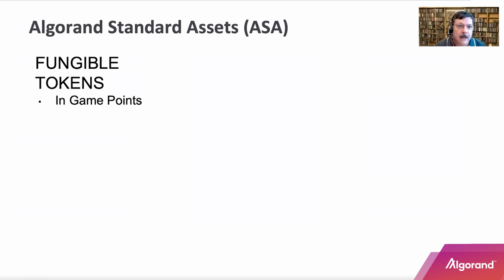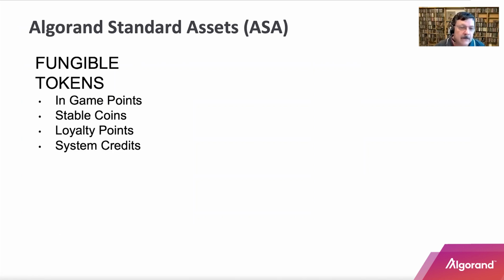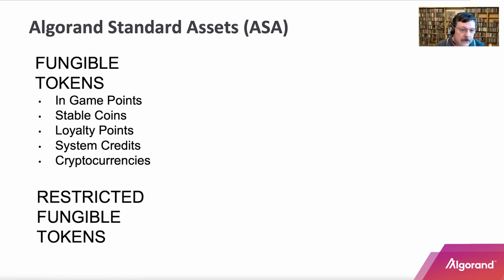Also, let's talk about ASAs then, Algorand standard assets. These are both in terms of fungible tokens and non-fungible tokens. So on the fungible side of the house, these are tokens that are all of equal value. They have the ability to create things like stable coins or things like cryptocurrencies. You can create your own cryptocurrency. I can create a Rust coin if I want to with ASAs. Also, you have restricted fungible tokens as well, with clawback and freeze capabilities.